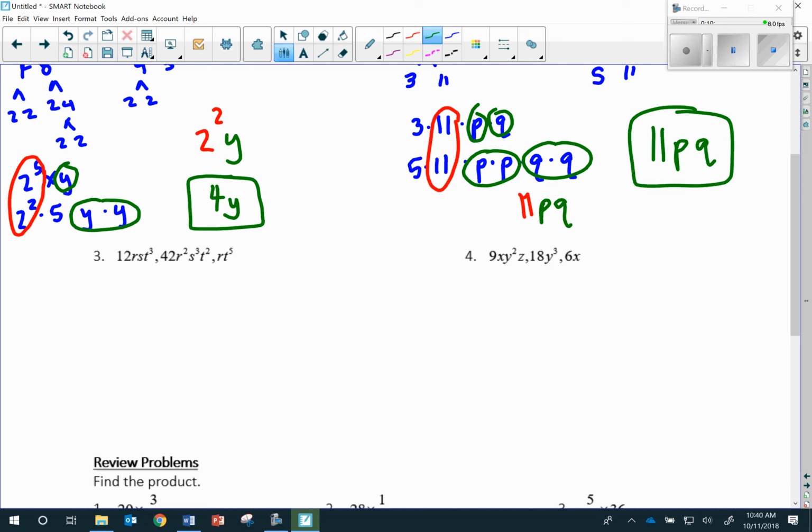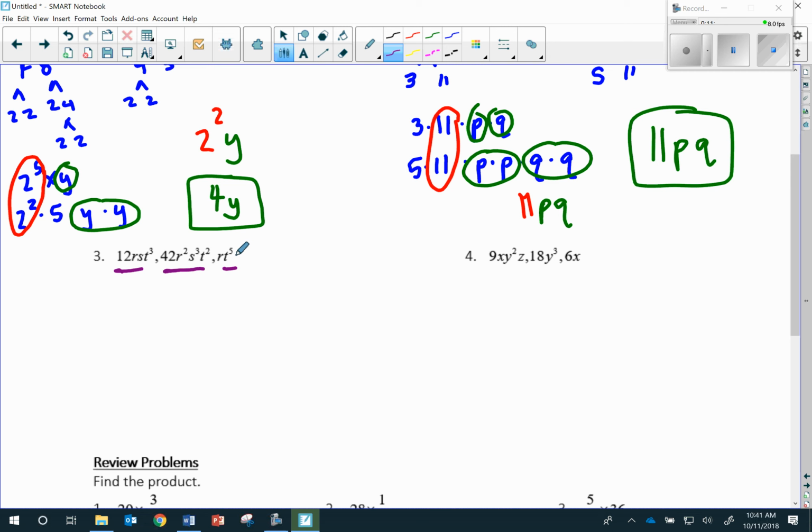All right, so we're going to do the same thing with number 3. I want you to notice carefully here that you have 3 different monomials. The first one would be 12rst cubed. The second one would be 42r squared s cubed t squared. And the last one would be r times t to the 5th power. So we know that our greatest common factor has to be factors that all 3 monomials share. Because there are no numbers in our last monomial, we know that we're not going to have numbers in our greatest common factor. So let's go ahead and look at r.